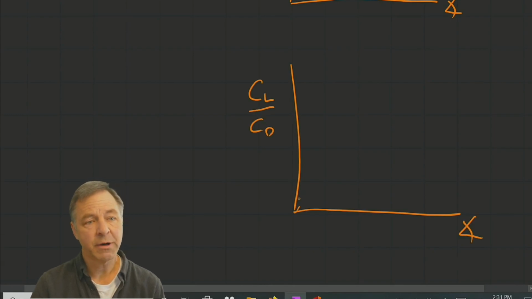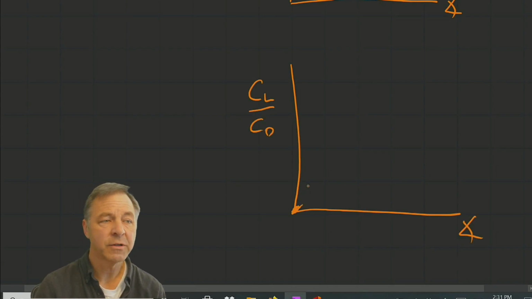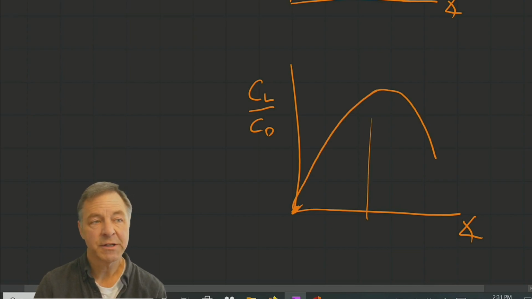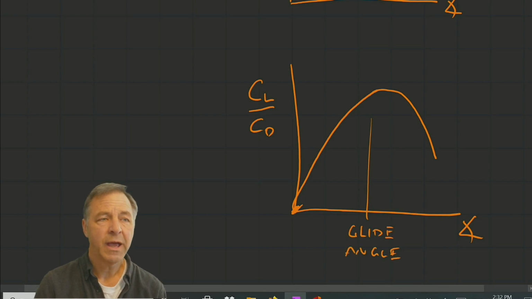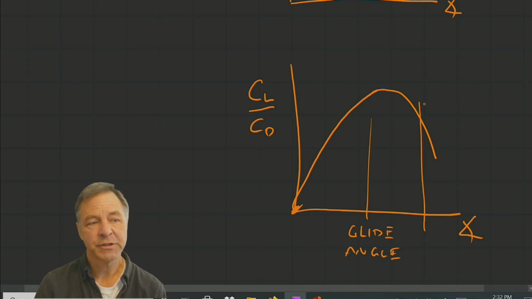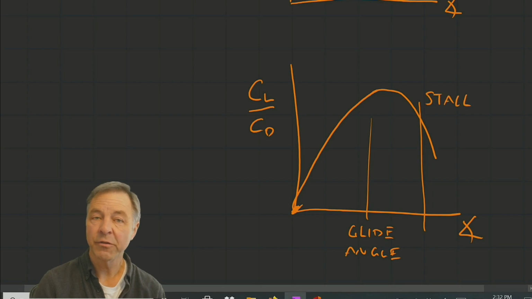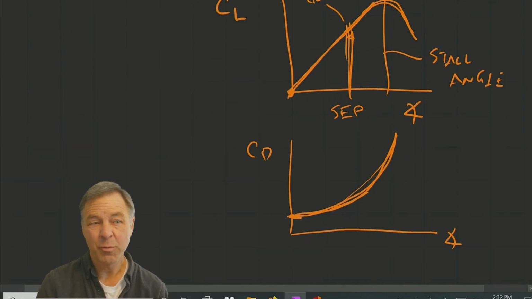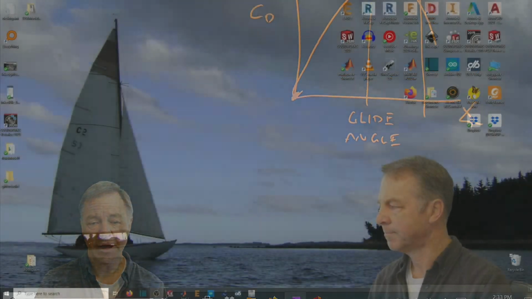If we do a ratio of them and also plot it with angle, you'll see that the rise won't be linear as it is with lift coefficient. It will be convex downwards. And the peak of that lift coefficient to drag coefficient is typically called the glide angle. And at some point, it stalls. The stall angle is where you get really no more lift compared with how much drag you get.